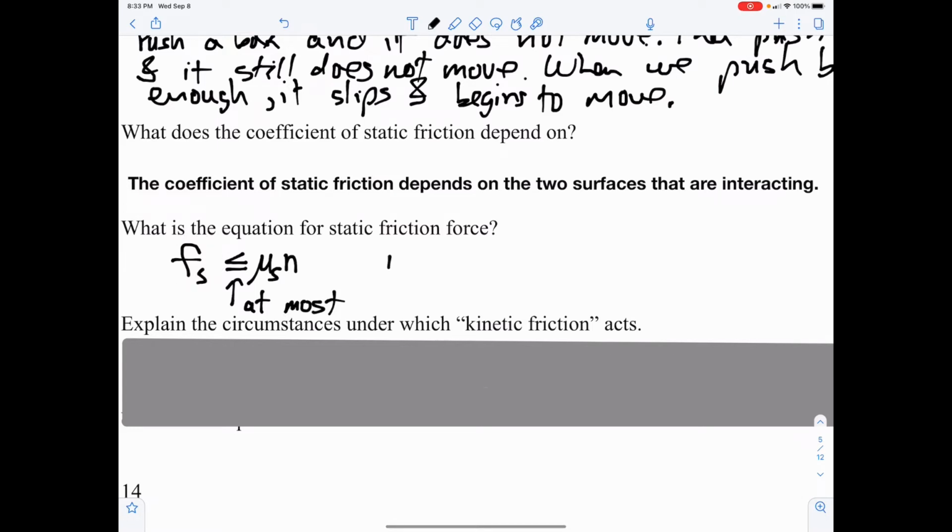Now, usually, however, we will use F_s is equal to mu_s times the normal force. So it's less than or equal to. Most of the time we just apply the equal to, because really we're concerned with using the maximum value of static friction. But please note that any value of static friction that's less than the maximum could also apply.